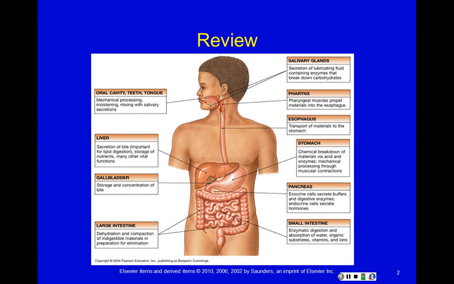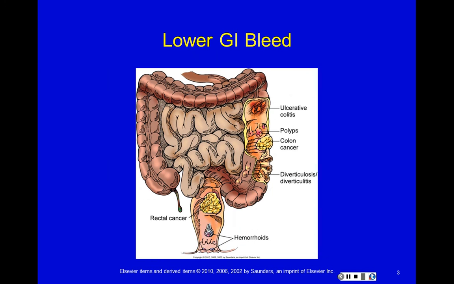I like to do a review of the GI organs, so if you know what the functions of each organ are, well, when those organs are not functioning properly or we have alterations, if you know the normals, then you can have an idea of what the abnormals are going to be.